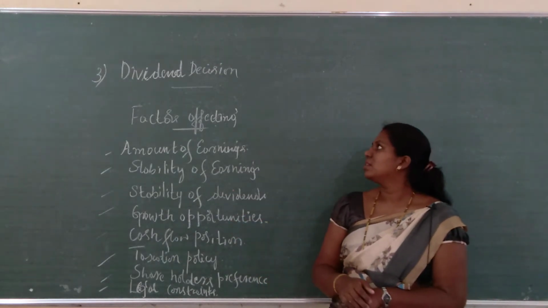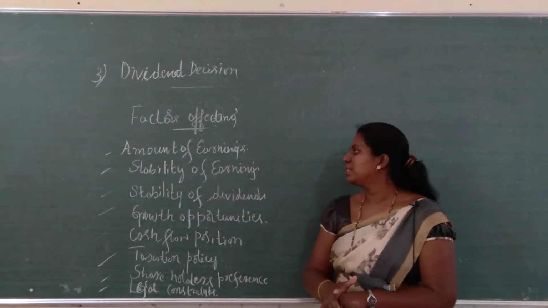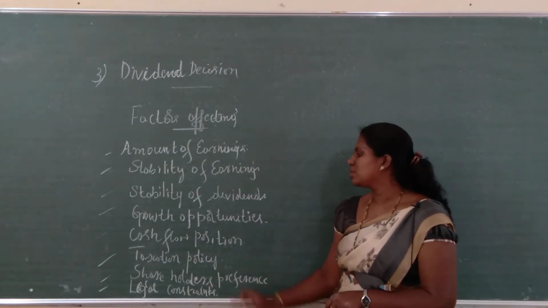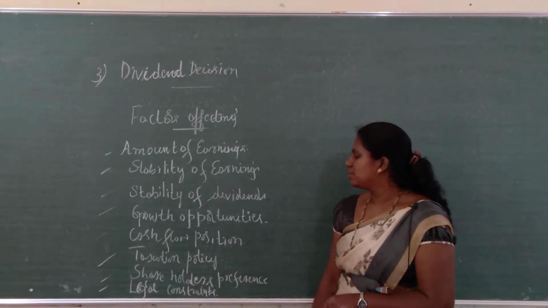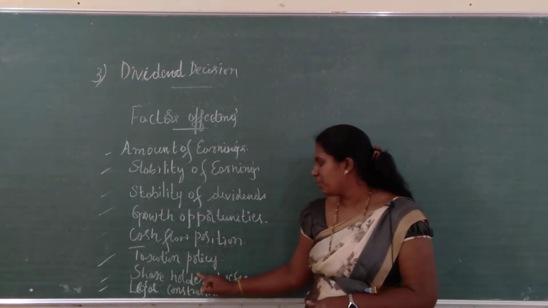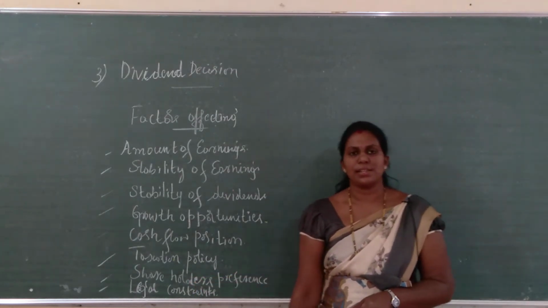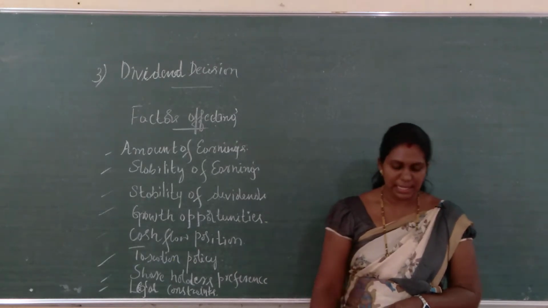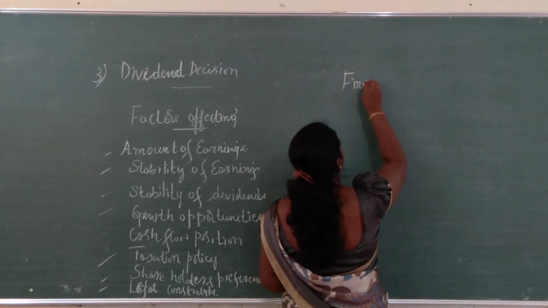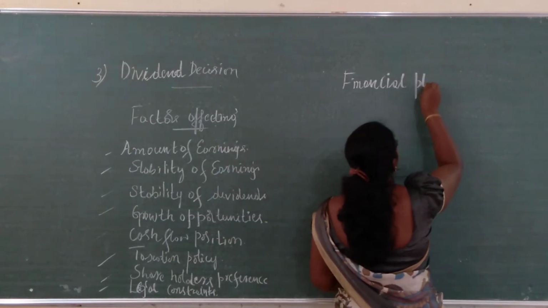Okay, so that is dividend decision, and these are the factors affecting it: amount of earnings, stability of earnings, stability of dividends, growth opportunities, cash flow position, taxation policy, shareholders' preference, and finally legal constraints. Hope you are clear with this. And the next concept is financial planning. I am moving to the next concept, that is financial planning.